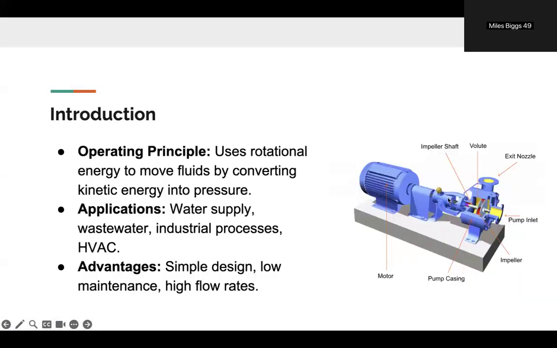So to get started off with an introduction, the operating principle behind centrifugal pumps uses rotational energy, typically from an electric motor, to move fluids through the conversion of kinetic energy into pressure. The fluid enters the pump impeller along or near the rotating axis and is accelerated outward by centrifugal force.